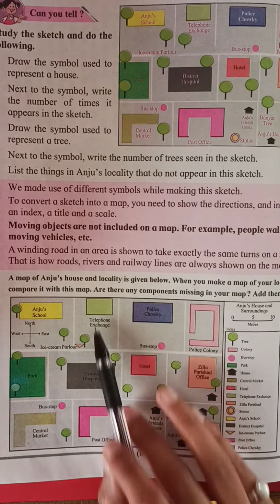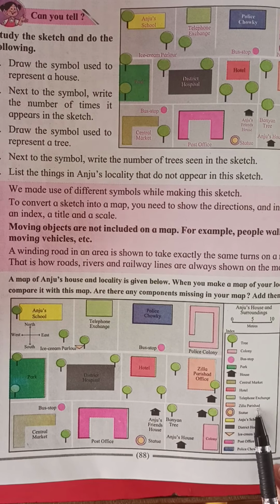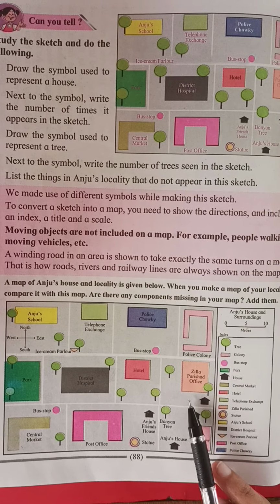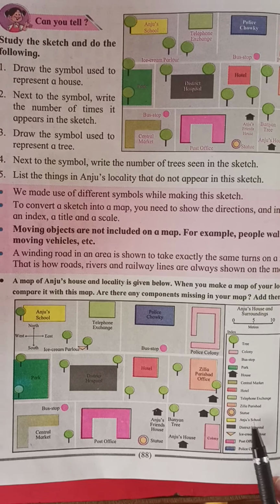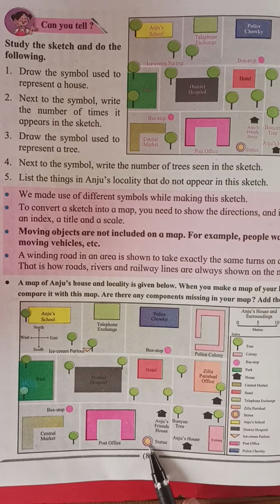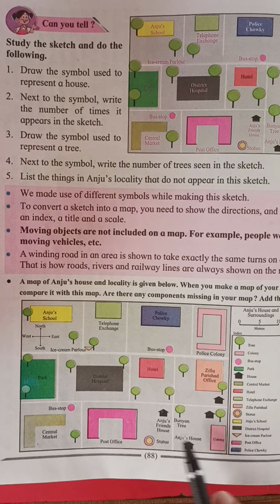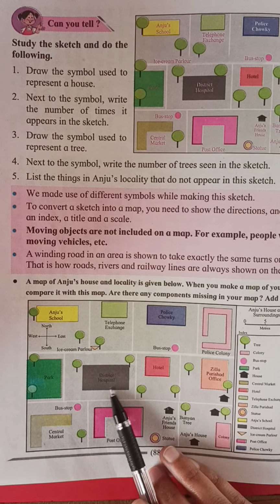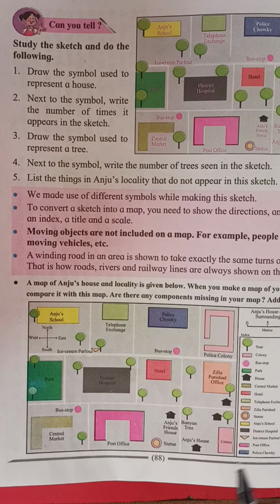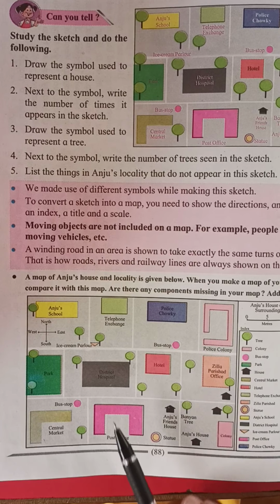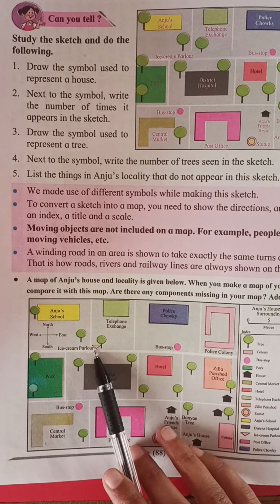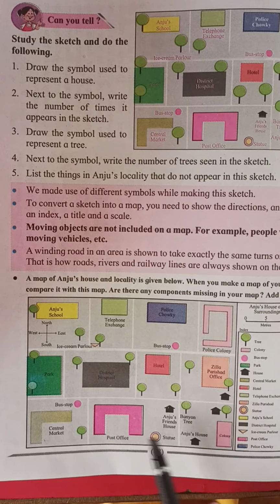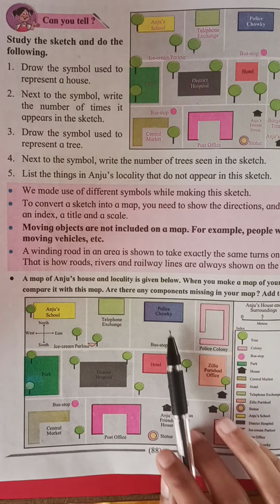It is green in color. See, here is the telephone exchange. Here is the Jilla Parishad office. Here is the statue. See, here is Anju school. This is the district hospital. Where is the ice cream parlor? Here is the ice cream parlor. See, here is the post office. Here is the police chowki.